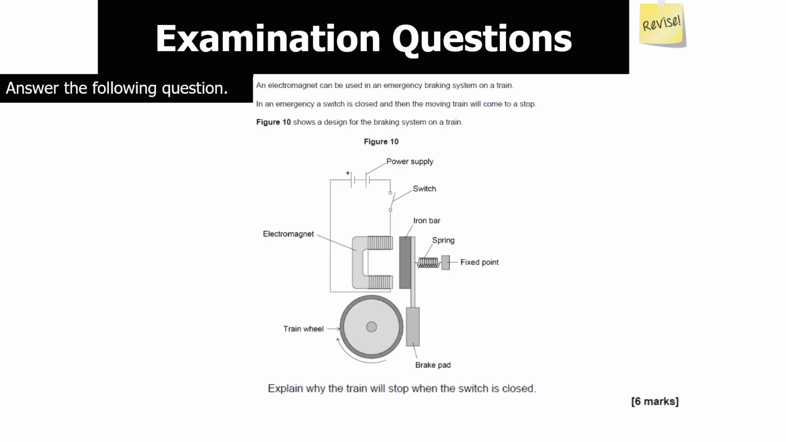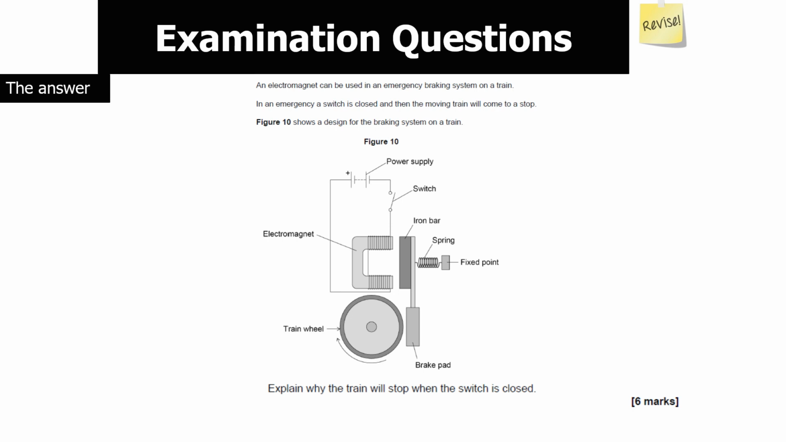The next question says an electromagnet can be used in an emergency braking system on a train. In an emergency, a switch is closed and the moving train will come to a stop. Figure 10 shows a design for the braking system on a train. Explain why the train will stop when the switch is closed. So pause the video now, then unpause the video when you want to go through your answer.